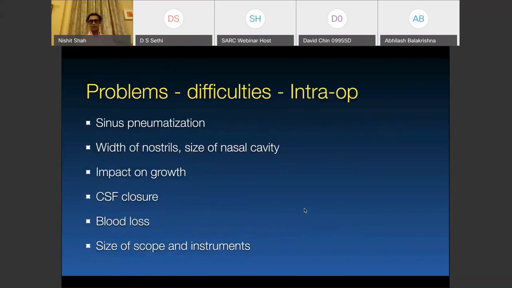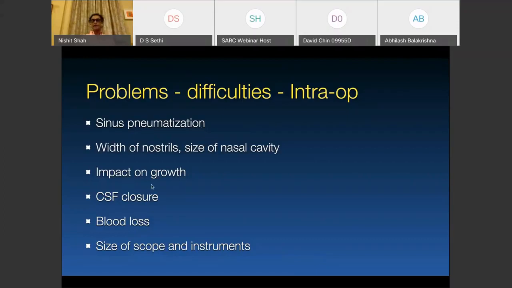So what are the problems that we face? If you come to surgery itself, in the intra-op phase, you remember that at birth, the frontal and the sphenoid are almost non-pneumatized, and only as the years pass by will you get further pneumatization of all the sinuses. So your sinus sizes are small. The size of the nasal cavity itself is small. The width of the nostrils is extremely tiny, which means instrumentation, especially if you want to use 2 or 3 instruments in one nostril, becomes very difficult.